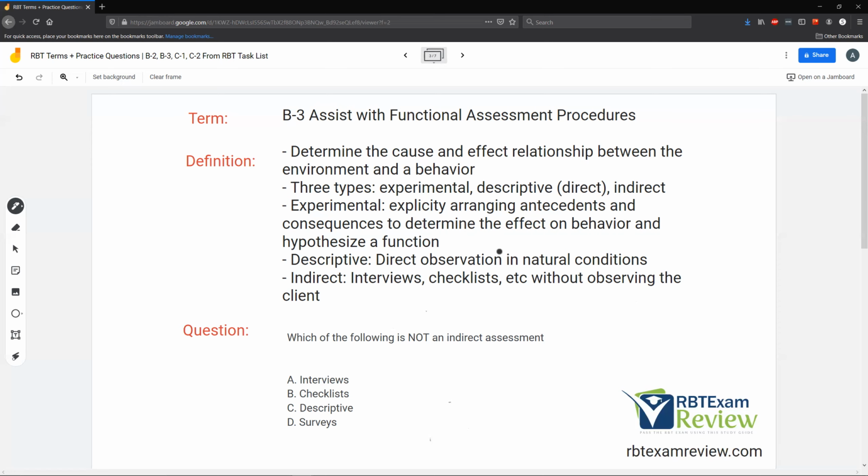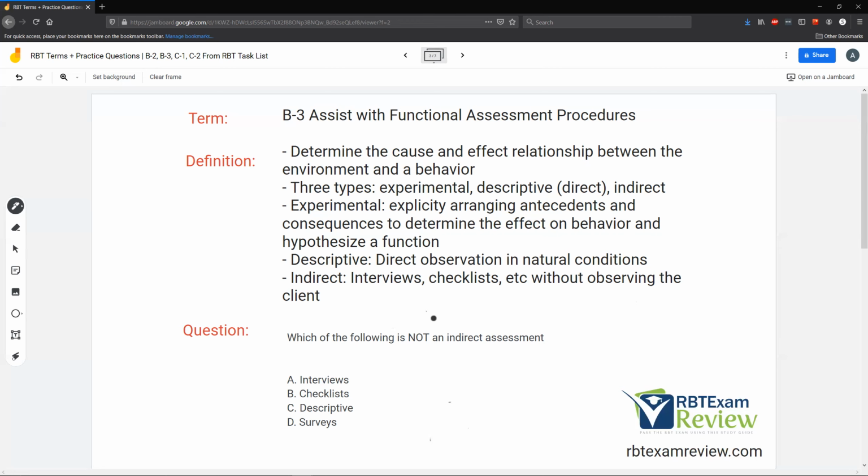Observing the client in their natural habitat, basically. And then indirect, you're not observing the client. Indirect is just interviews, checklists, surveys, anything where you're just talking to someone or asking about the client. You're not actually watching the client. So, which of the following is not an indirect assessment?